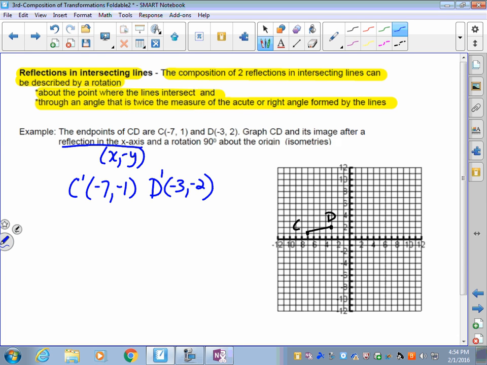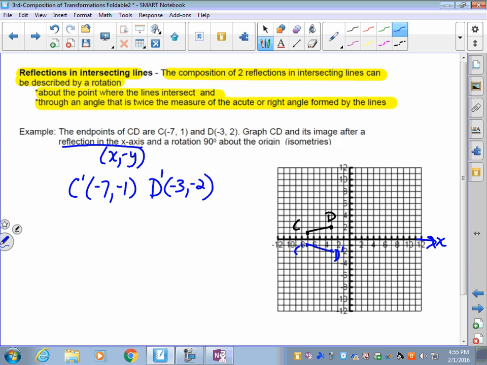So if it's in quadrant 2, it should end up in quadrant 3. And we should see that it's equal distance from our line of reflection, because our line of reflection at first is the x-axis. I see C is 1 unit from the x-axis, so C prime is going to be 1 unit from the x-axis. D is 2 units from the x-axis, so D prime is also going to be 2 units from our line of reflection. So then we show that.